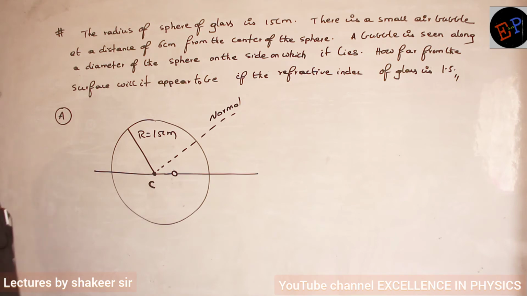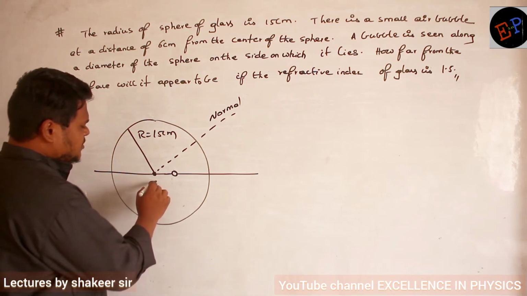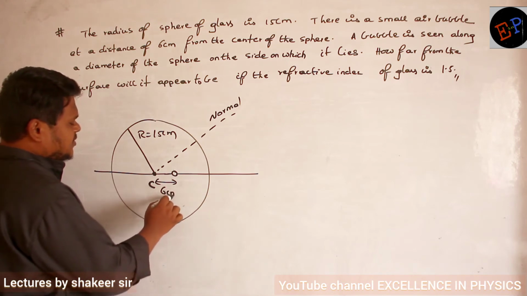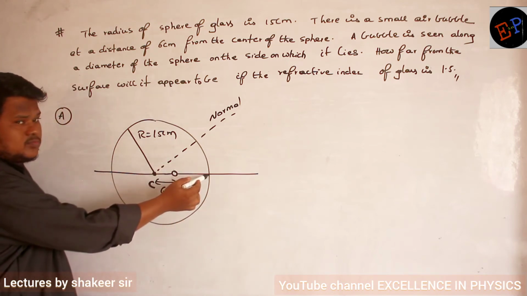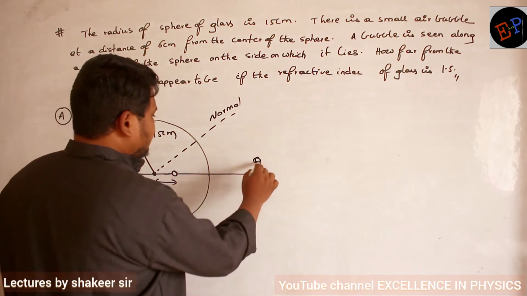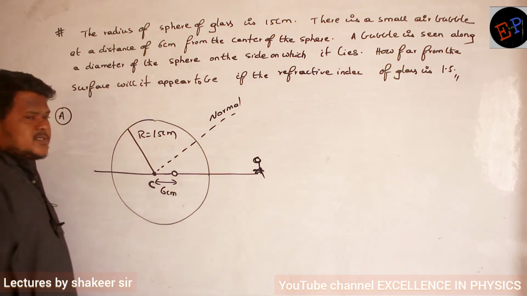Okay. What is the distance of the air bubble? This distance is how much? 6 centimeter from the center. He is not asking from the pole. He is asking from the center. Okay. So an observer is standing here and he is looking at this bubble.